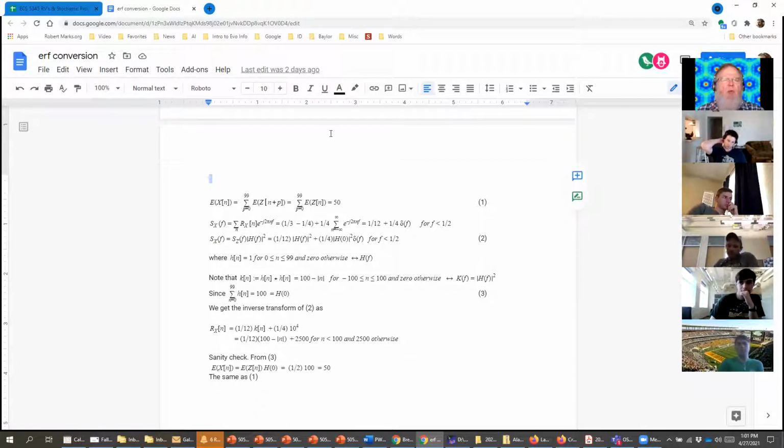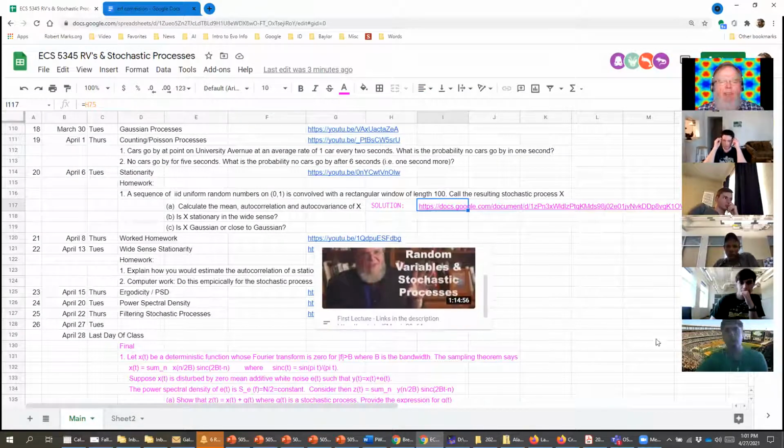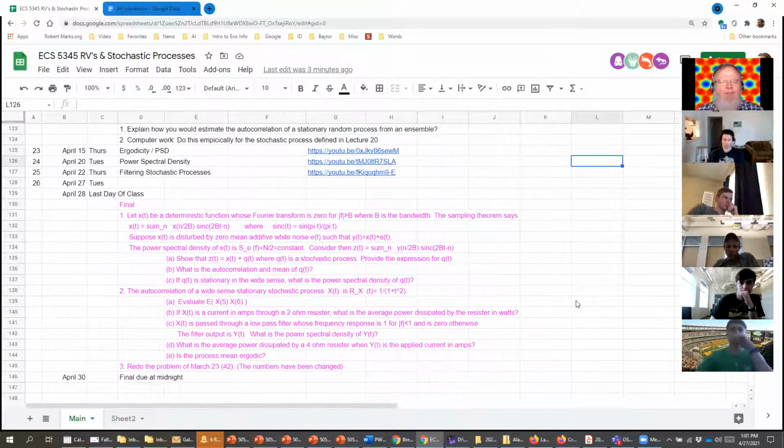Okay, so I did want to point out that these solutions are here if you would like to look at it. Okay, so I think that's it. Any other questions at all?